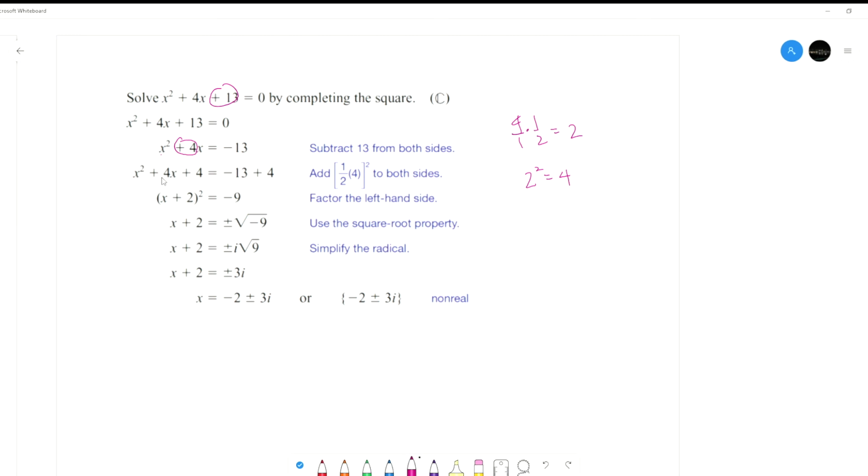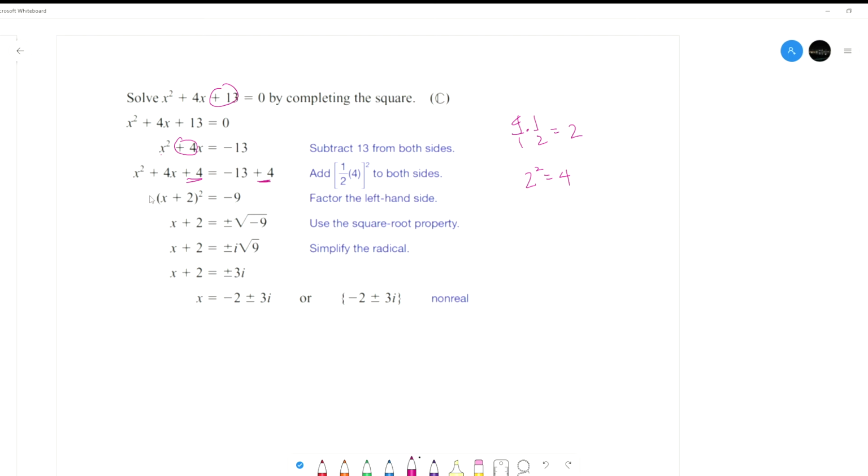So x squared plus 4x plus 4, and then negative 13 plus 4. So this is now a perfect square trinomial. What this factors into is x plus 2, the 2 that we got from here. So x plus 2 quantity squared is equal to negative 9.